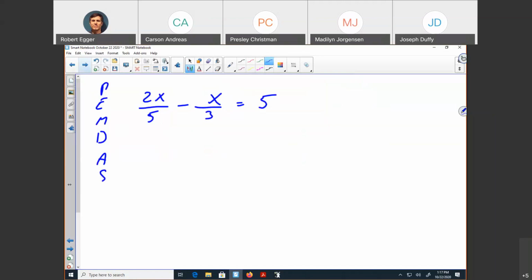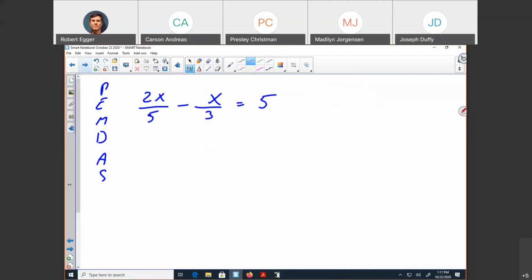Oh my gosh, we have fractions. On top of that, we have two fractions that don't have a common denominator. How am I going to do this? Oh my goodness. Well, we know the golden rule of adding fractions. Got to have a common denominator.